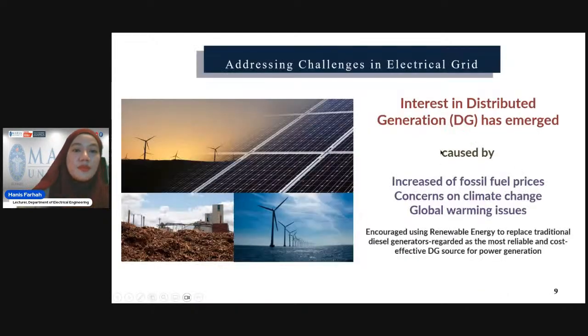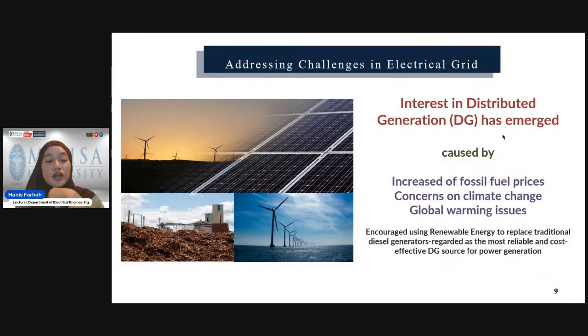Okay, how can we address the challenges that we face right now in our electricity grid? What are the ways to address these challenges? As you see here, the interest in distributed generation, what we call DG, has emerged because of what I mentioned before: the increase of fossil fuel prices, the concern about climate change, and also the global warming issue. Okay, so what is DG?